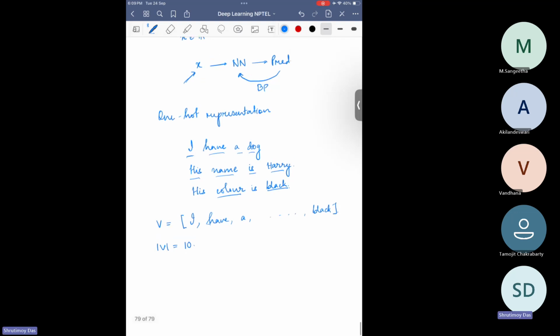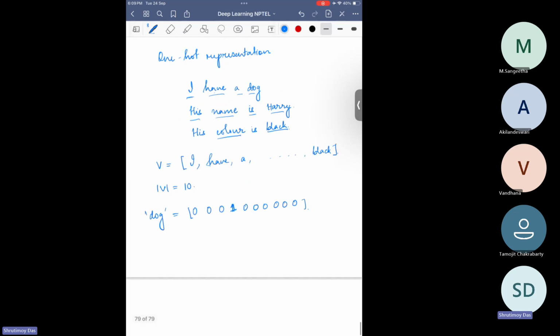So if I take the word dog, right? Dog will be at location 4, so you have a 1 at location 4, and all of the rest will be zeros. So you have a vector of this form. This vector represents dog.